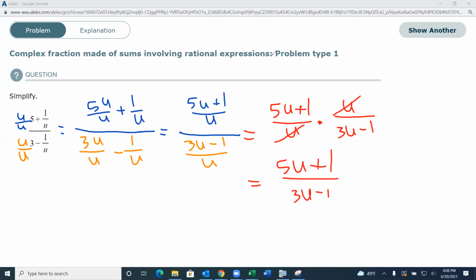Some people might say, oh yeah, I canceled these u's, but nope, those are not factors, okay? The u's I cancel, those were factors. If I think, well, why can't I cancel it? Well, can I factor a u out of that? Well, no. Can I factor a u out of that? No. If you can't factor it, you can't cancel it. And that is the way of things. The way of the force.